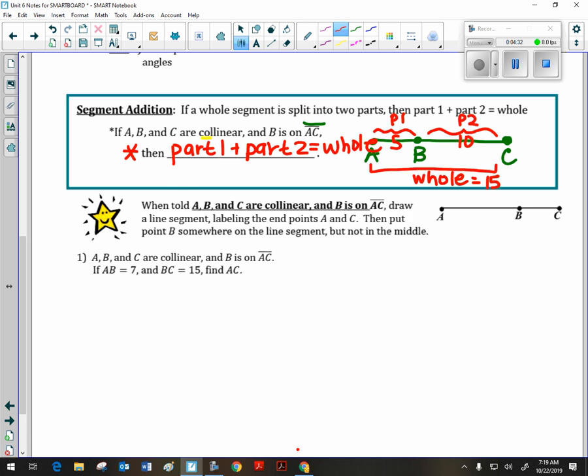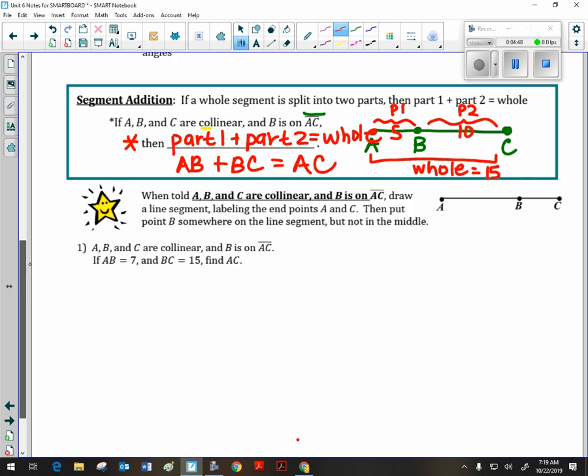Or if I wrote this in mathematical notation, I would say the part that goes from A to B plus the part that goes from B to C is going to equal the whole thing that goes from A to C. It makes sense, but sometimes when we have mathematical notation in there, it seems a little bit more confusing.